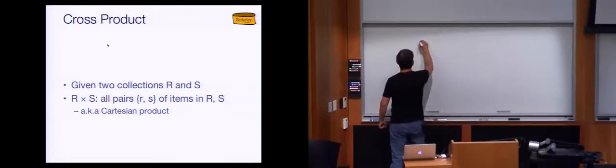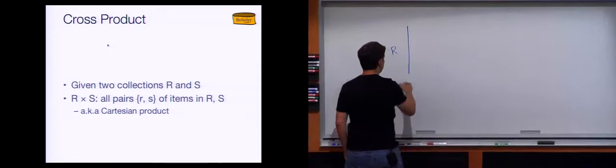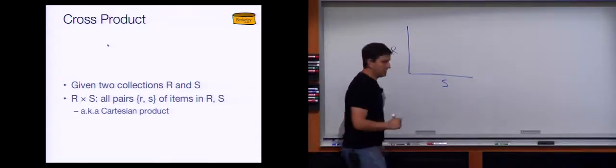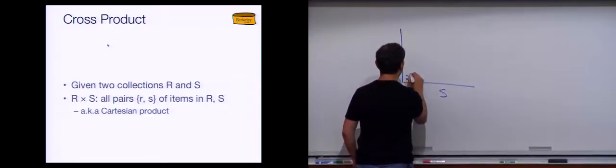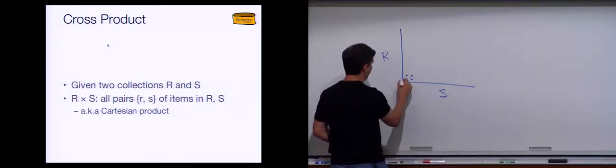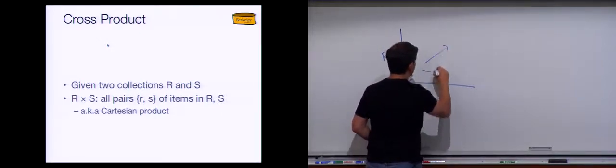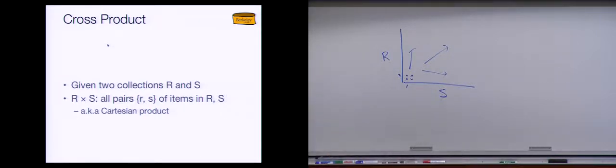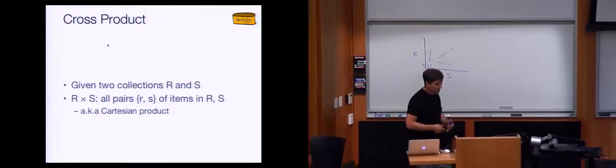Think about all the rows of R being listed along this axis, and all the rows of S being listed along this axis. The pairs of R, S form the Cartesian space in here, right? First row of R with second row of S, etc. So not surprising that this is called the Cartesian product because it forms the Cartesian plane of tuple pairs. Okay? We often just call it the cross product.